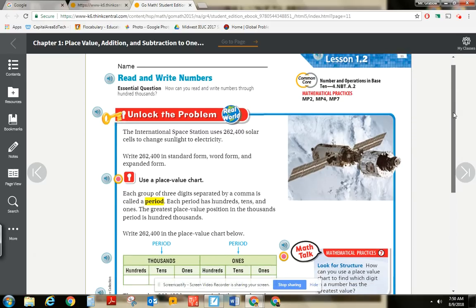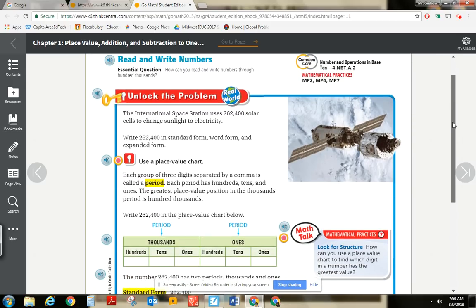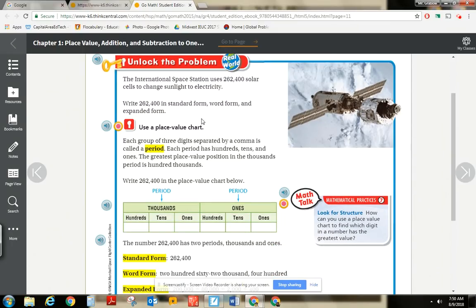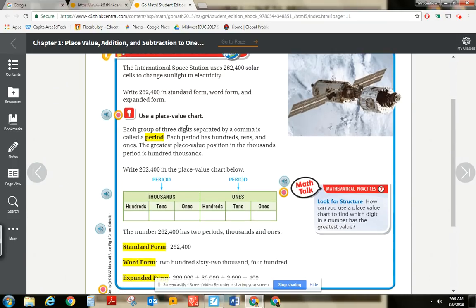So we'll get started. How can we read and write numbers to the hundred thousands? The International Space Station uses this amount of solar cells to change sunlight into electricity. That's pretty cool. But reading and writing this number three different ways can be a bit of a challenge.